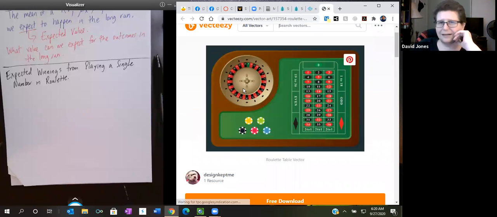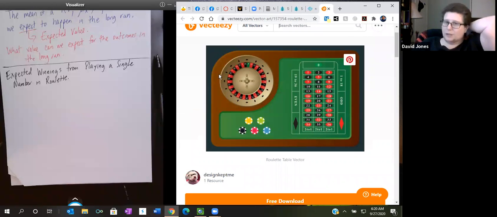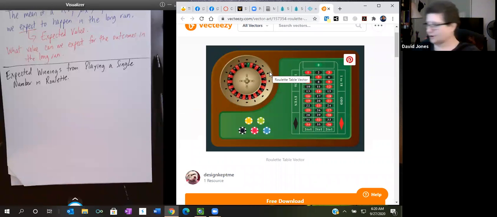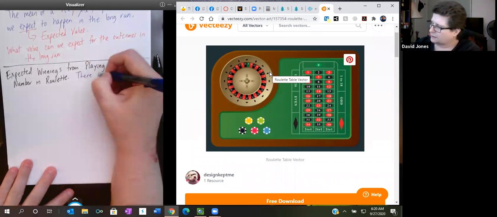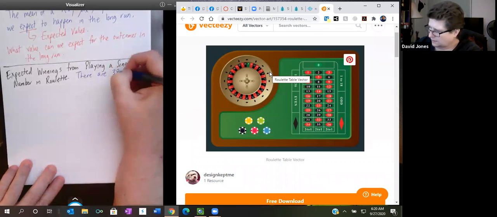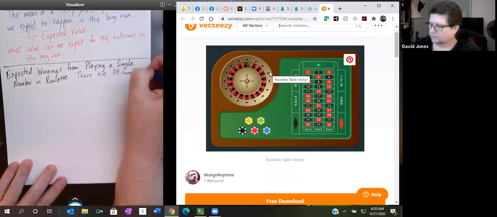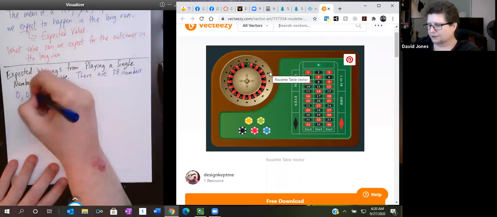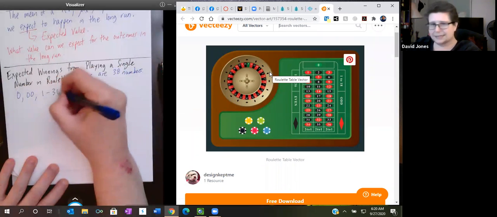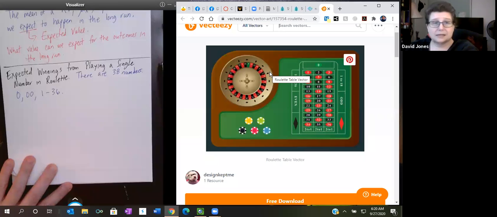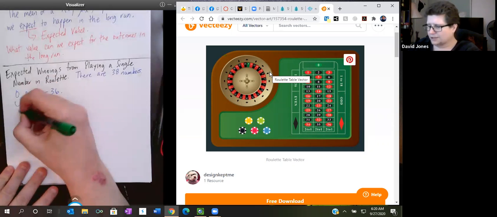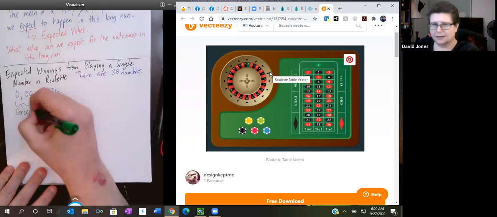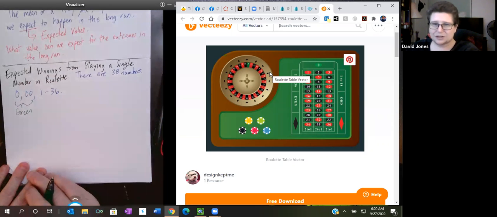So in roulette, there's this little spinner thing. They spin the ball. There are 38 numbers. We've got 0, 00, and then 1 through 36. 0 and 00 are green. This one actually just shows a single 0. It's not a good one.